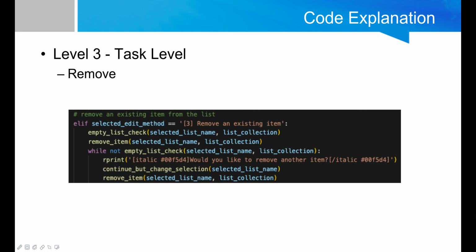If the user wants to remove an item from the list, the app will check if the list is empty or not, because the user can't remove a task from an empty list. If the list is not empty, the app will ask the user to select one task and then update the list collection. The app will keep asking the user if they would like to remove another task or not until the list becomes empty or the user quits this step.